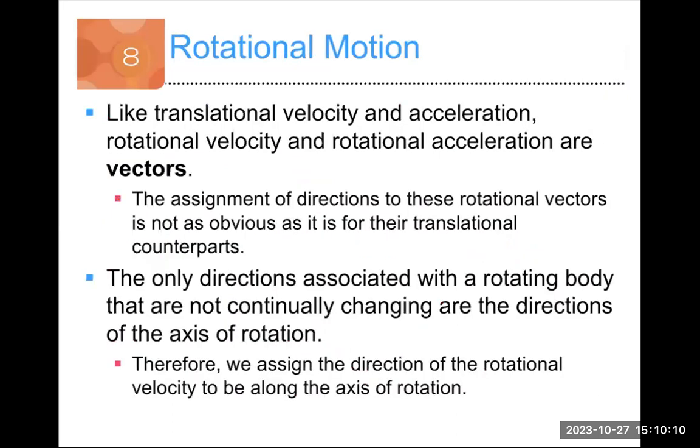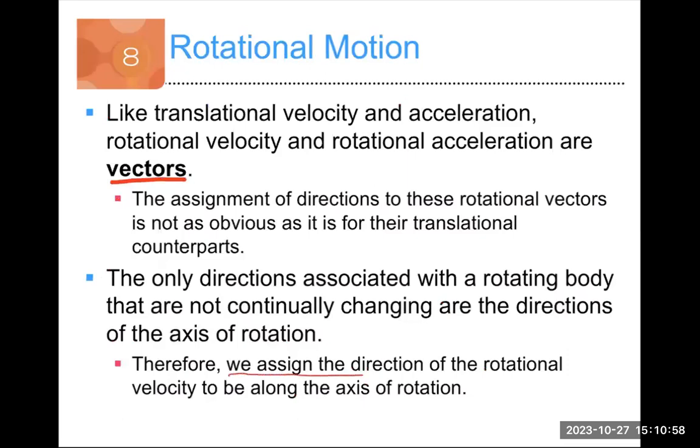Okay, now just like our translational velocity and acceleration, our rotational velocity and rotational accelerations are also vectors. When we go to assign direction to the rotational vectors, it's not going to be quite as obvious as it is for the translational ones. The only directions associated with the rotating body that are not continually changing are the direction of the axis of rotation. So we're going to assign the direction of the rotational velocity to be along the axis of rotation.